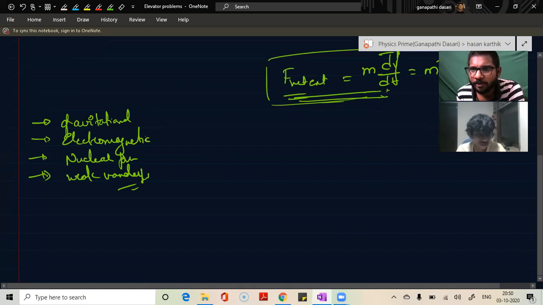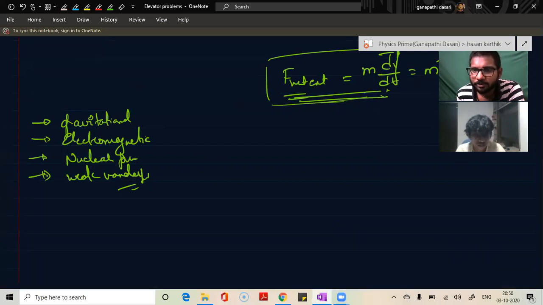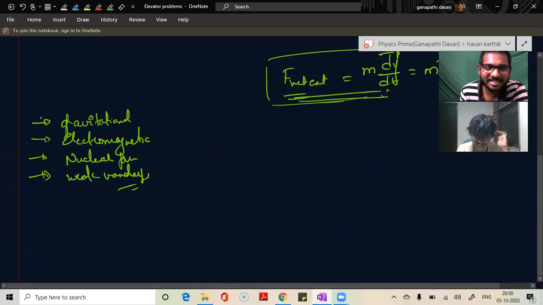Have you seen the Robo movie? Robo 2. Yes, sir. In Robo 2, he explains that there are only 4 forces still now. You remember the dialogue? Yes, sir. Those 4 forces are these forces: gravitational, electromagnetic, nuclear force, and weak van der Waals forces.